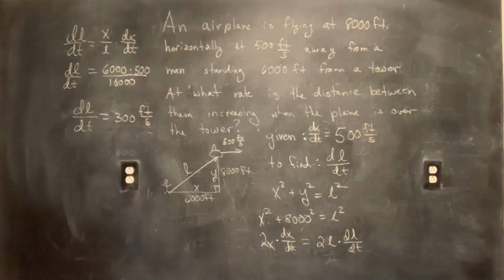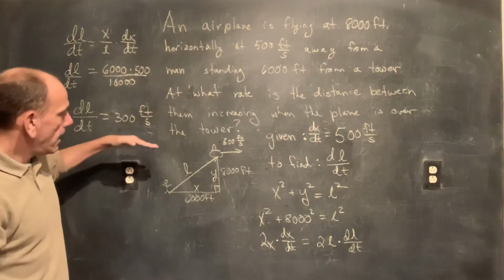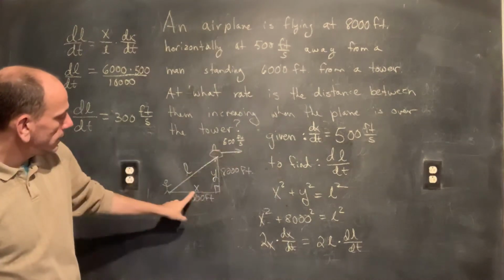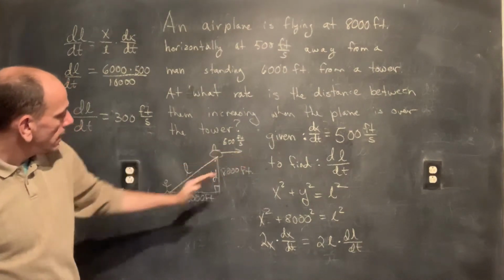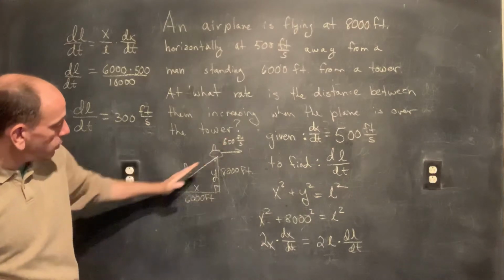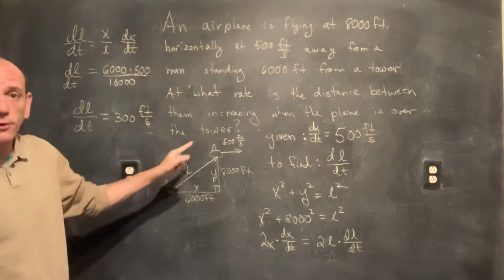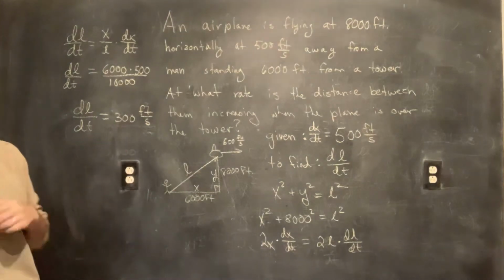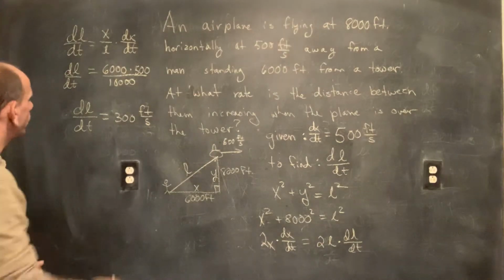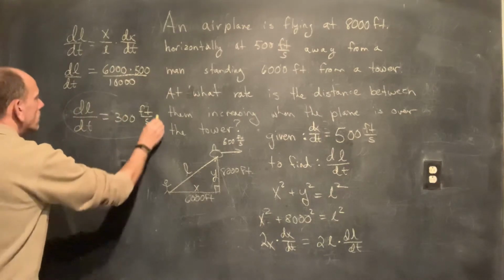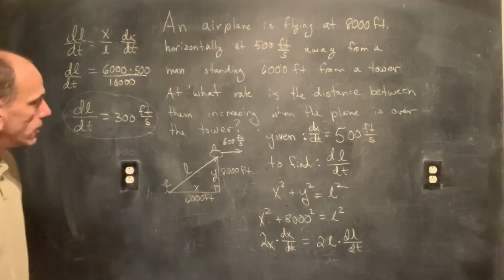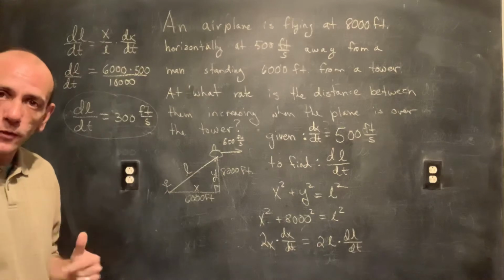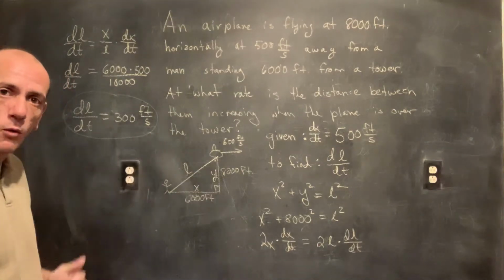And a sanity check: if it's flying away from us, dx/dt is positive, then the distance between the man and the plane should also be increasing. So it should be positive. And sure enough, it is. Okay, so that's good too. So there we found the change in the distance between the man and the plane when the plane was directly over the tower.